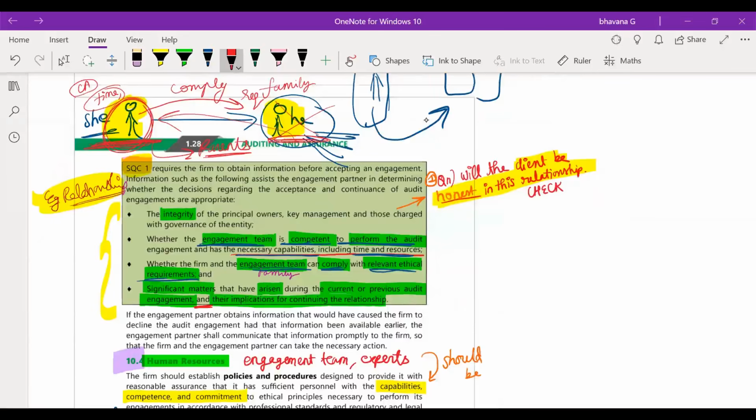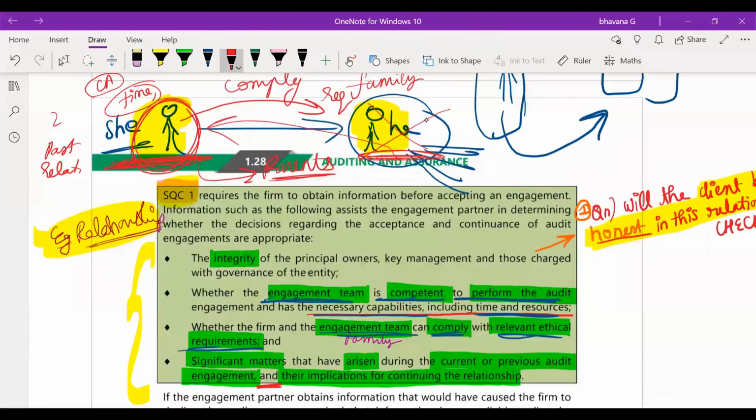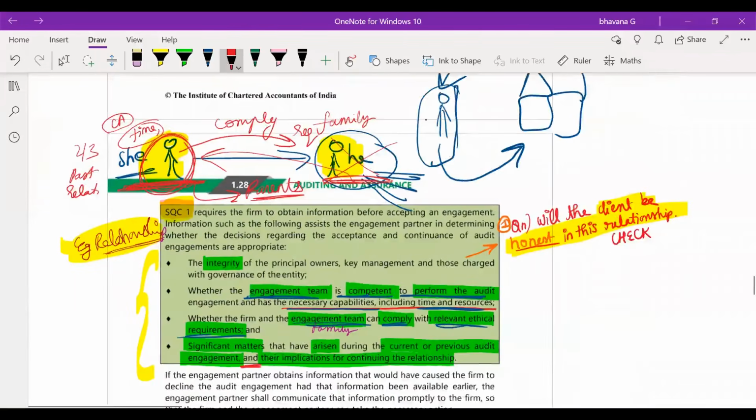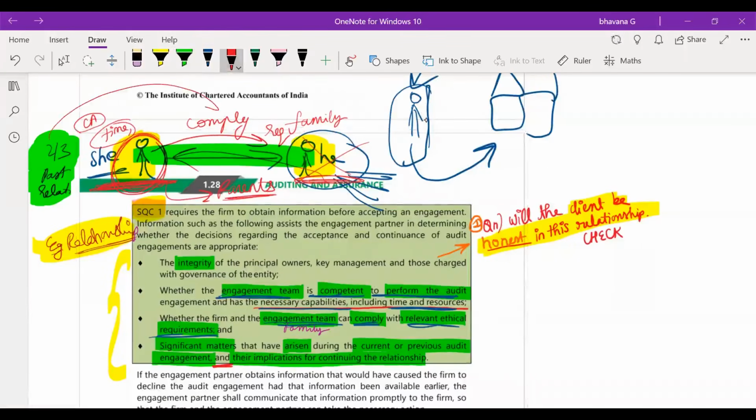Fourth point is that significant matters arise in current or previous audit engagement. That means you have to see whether you were also in a past relationship. Okay, you were in two to three past relationships and that didn't work. You have to see whether the current audit, that means the engagement you are going to do now, or the previous audit, the previous engagement which you have done, will have any implication on continuing the relationship, whether this will affect your relationship. Now you have to see.